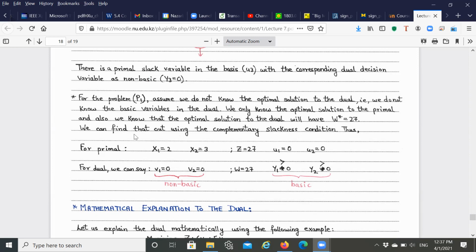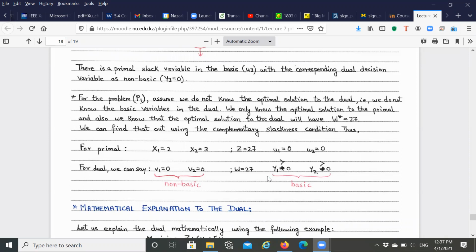So using the complementary slackness condition, what do we do? I know that x1 and x2 are non-negative. They are the basic variables. So their corresponding slack variables in the dual would be non-basic and equal to 0. Therefore, v1 and v2 would obviously be equal to 0. And over here, since this is the basic solution, the non-basic variables would be u1 and u2, and they are equal to 0.